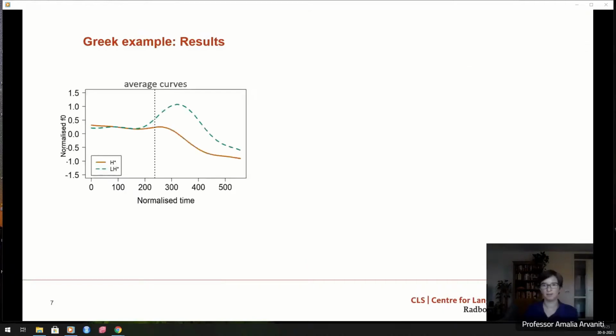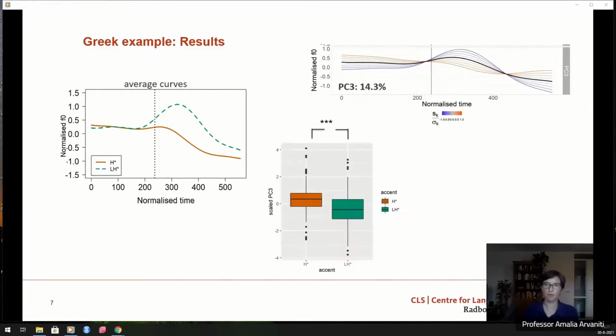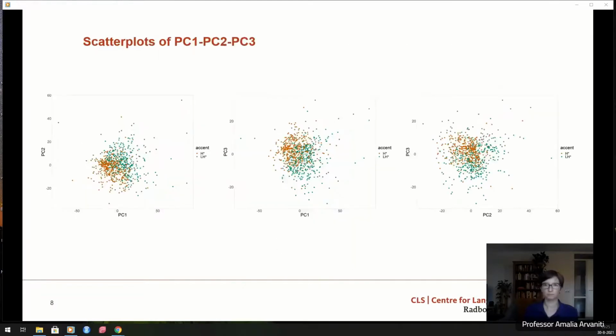Okay, and here we're going to discuss PC3. So for PC3, you have the plot there in the corner to see that it differs in terms of the rise-fall shape. And we see again that accent is significant in terms of PC3. So here, H* has higher PC3 values than LH*.